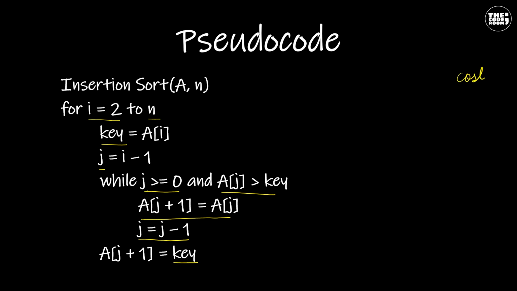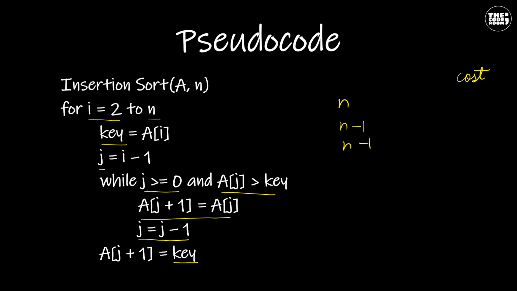Now let us analyze this algorithm. We have seen that for loops which start at index i equal to 1 and increment up to n run n plus 1 times and the statements inside them run n times. So this for loop starts at index i equal to 2 and increments up to n. So this for loop runs n times. And the statements inside this run n minus 1 times.